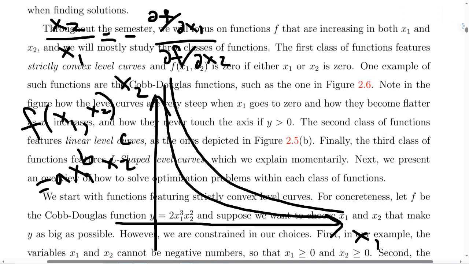So if we scroll up, I'm being very complicated here. I should just move on, but I should just scroll up to figure 2.6.